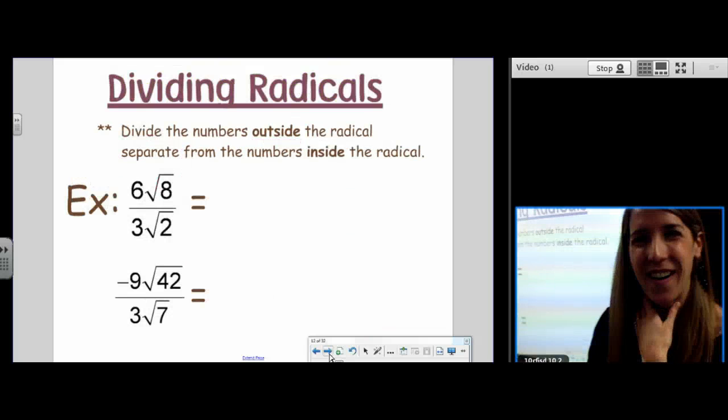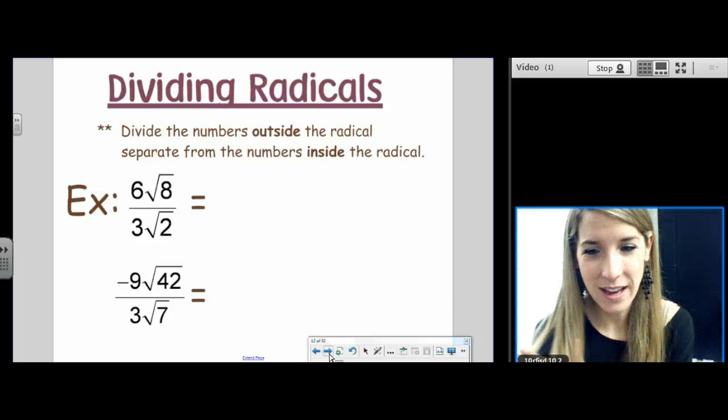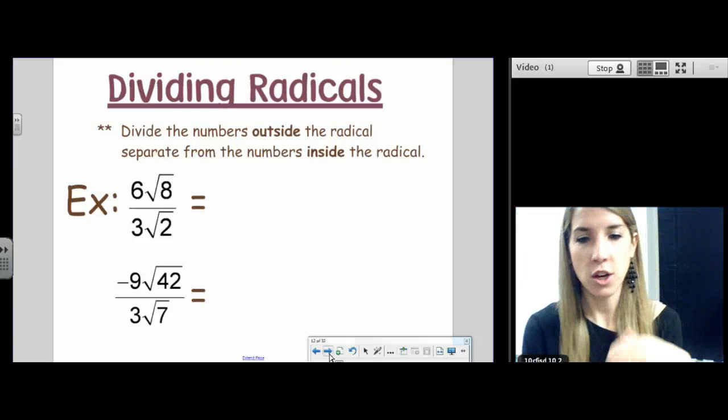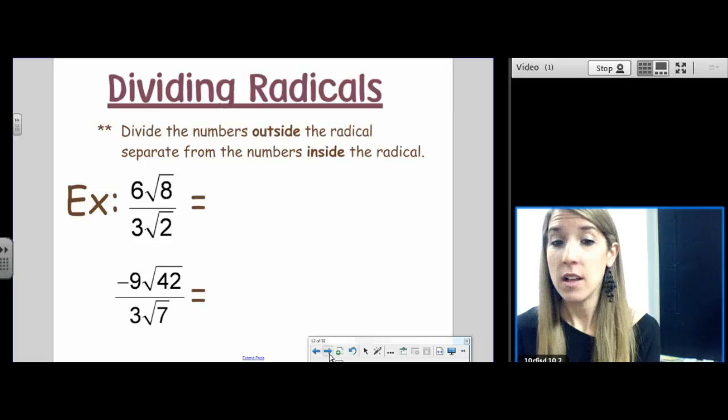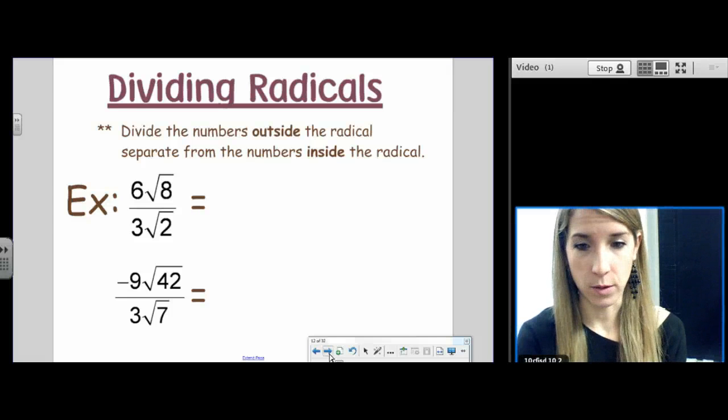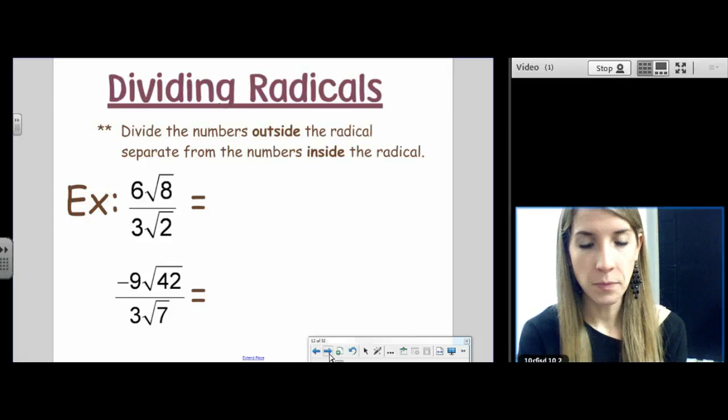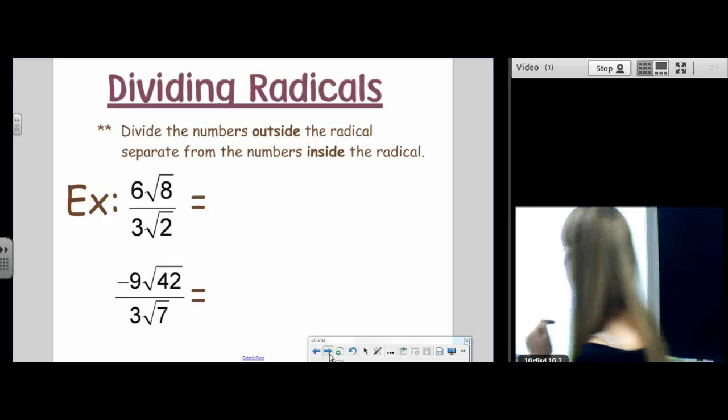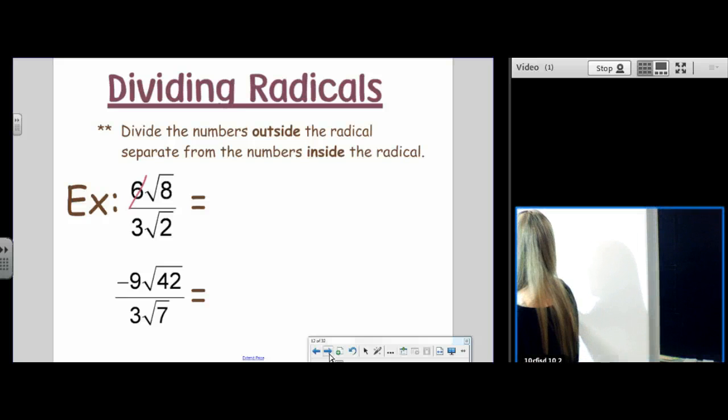Now we're going to talk about dividing. This is no different than multiplying because you know that those go hand in hand. You're going to divide the numbers outside the radical separate from the numbers inside the radical. Surprise, surprise. Ready? 6 divided by 3. 6 divided by 3 is 2.